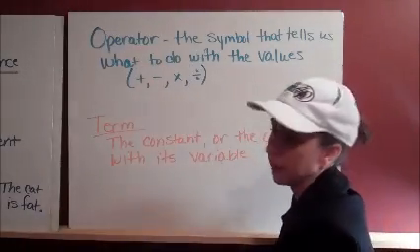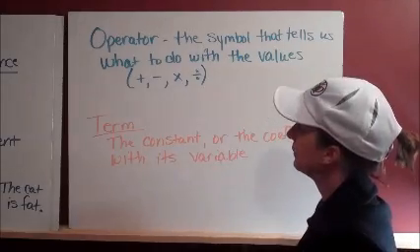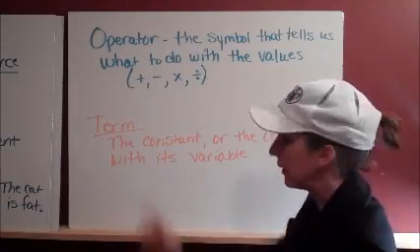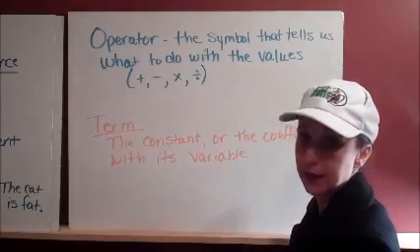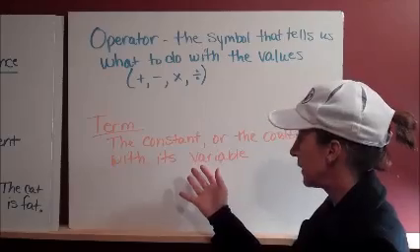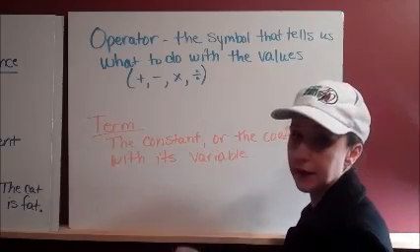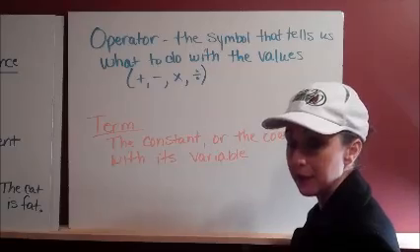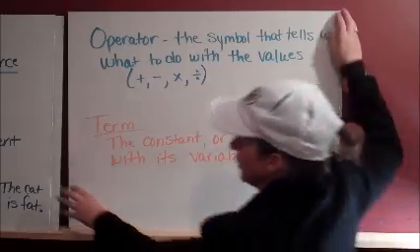2 more vocabulary words. An operator is the symbol that tells us what to do with the values. Plus, minus, times, divide. Those are operators. And the term is the constant or the coefficient with its variable. The term is the set of numbers together that you do something with in an equation.